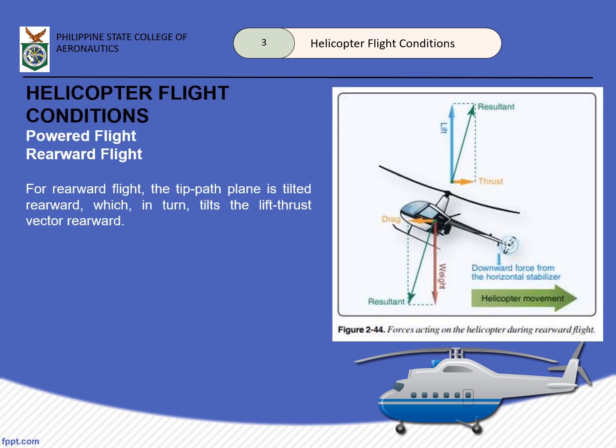Now we have rearward flight. So the tip path plane is tilted rearward, which in turn tilts the lift thrust vector rearward. So as you may see dun sa photo, drag now acts forward with the lift component straight up and the weight straight down. So take note that this kind of flight has hazards.